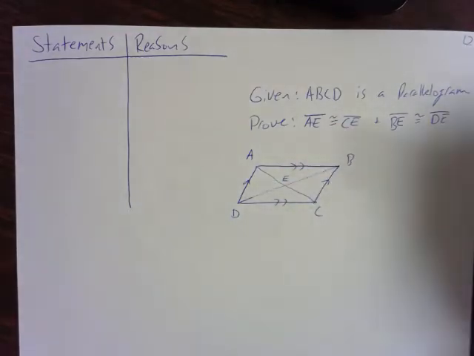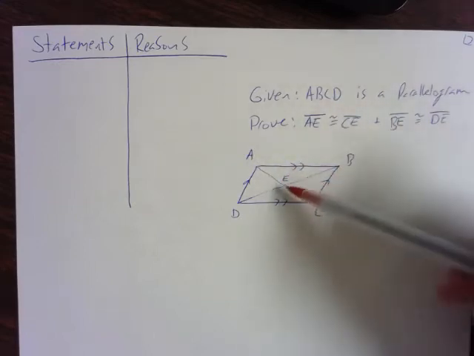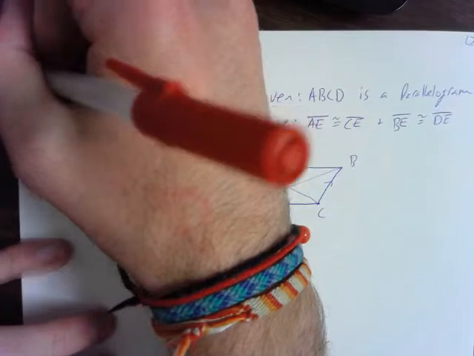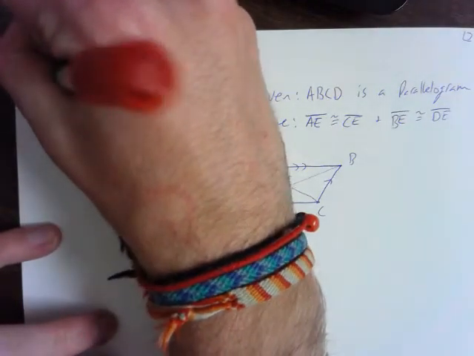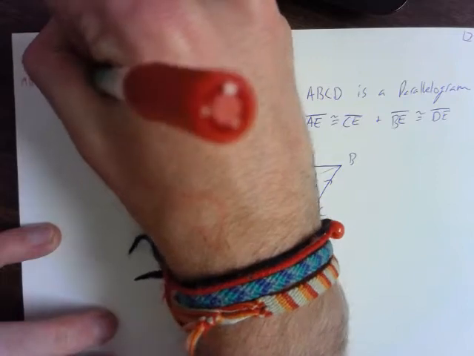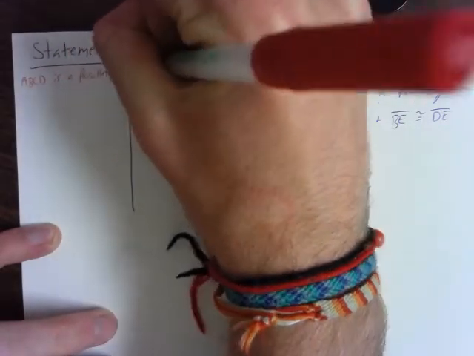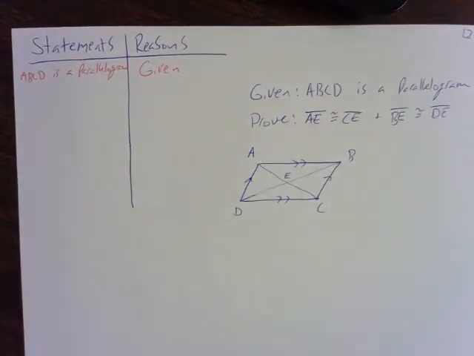So I want to prove that line segment AE is congruent to line segment CE, and that line segment BE is congruent to line segment DE. Once again, my first statement is always my given statement. So I will say that ABCD is a parallelogram, and that's been given to me.